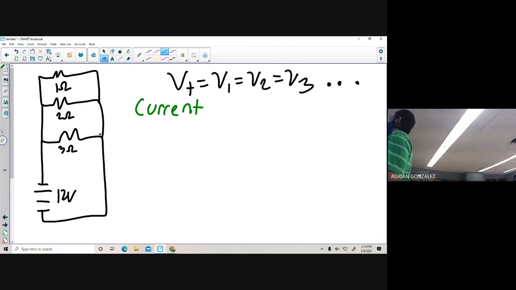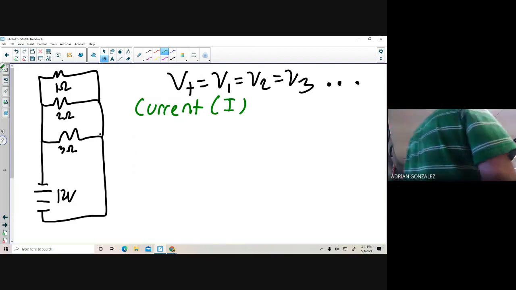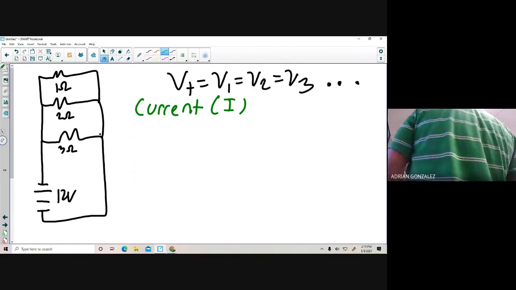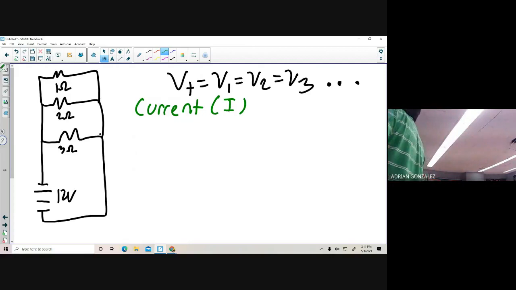What letter do we use to represent current again? Okay, so we want to figure out current. We need to figure out is it additive, is it equal to itself, what is it, how are we going to do it? Okay, so real easy. Let's look at that first resistor. So I want to find my current through my first resistor. So I want to find I1.